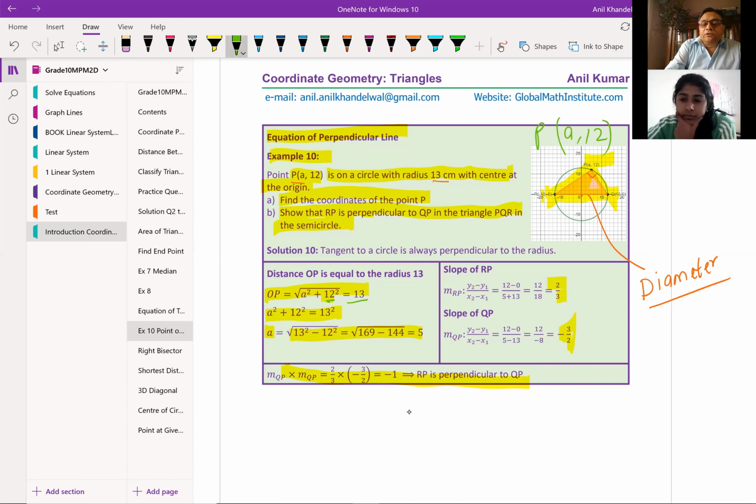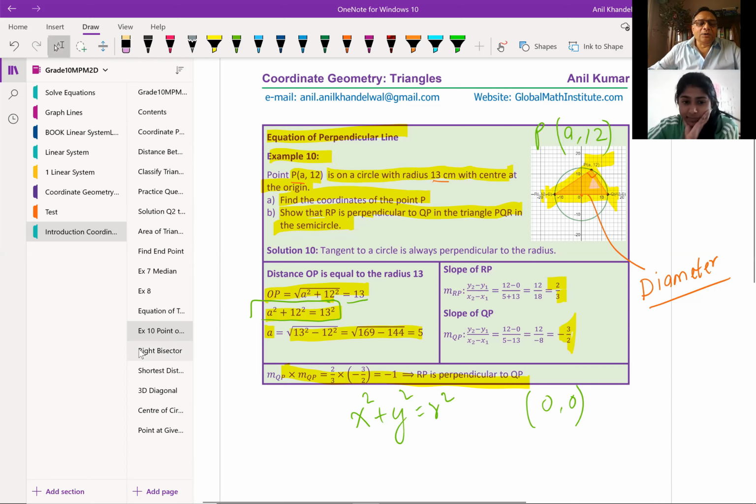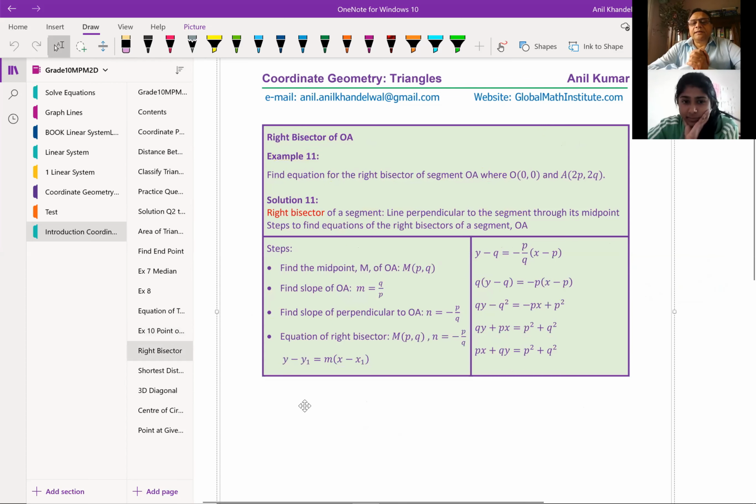That also gives you the equation of the circle, right? Here we are writing x squared plus y squared equals r squared, when the center is at the origin, correct? So that gives you the equation of the circle also, right? Now, let's look into examples with right bisector. That's very important to understand as we move along with our unit on circles.